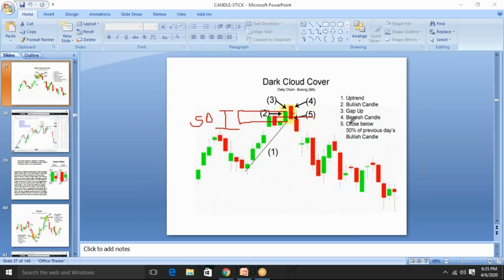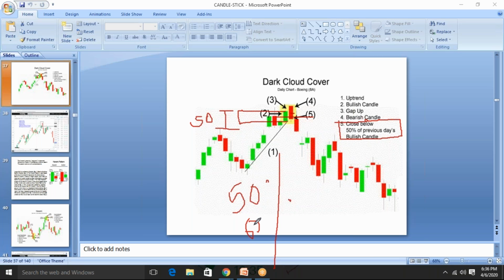But the condition is important. Do you mean exactly 50% of the previous day's bullish candle? At least 50% is important, not below that. 50%, 60%, 70%, all are fine. It is almost like a bearish engulfing, but it does not need to engulf. 50% is the minimum condition. This is the minimum requirement. It can be 60%.